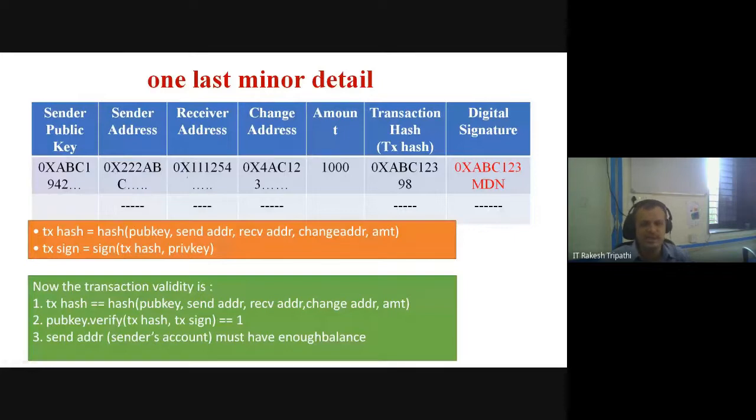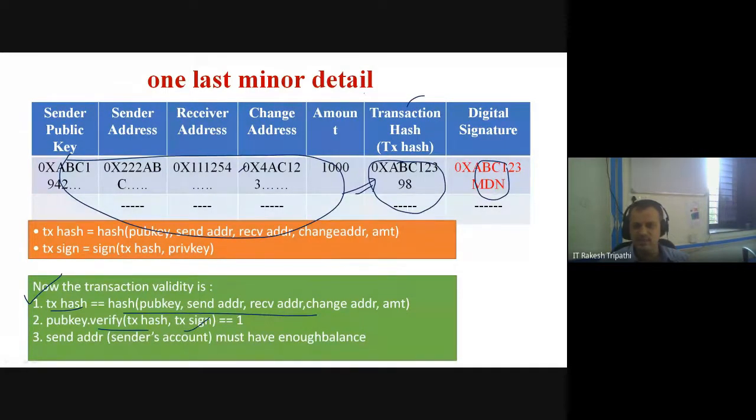So now the transaction validity comes, and one more thing: I put a hash of the transaction so that computing the digital signature is easy. For this transaction, I put a hash of everything. It's called the transaction hash, so that nothing has changed. Now the transaction is valid if the transaction hash equals the hash of this, and we verify that the signature is valid with this transaction hash.